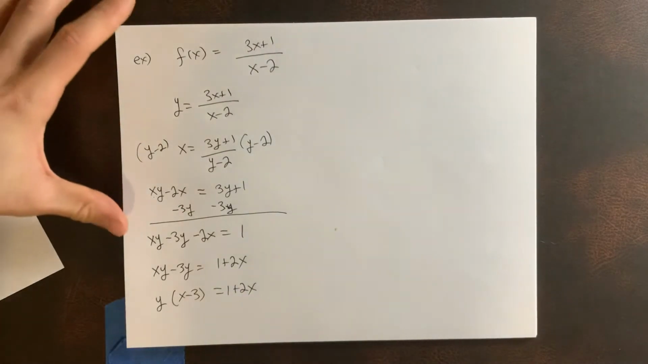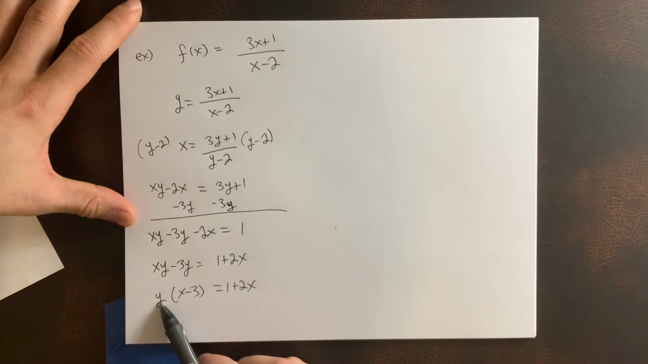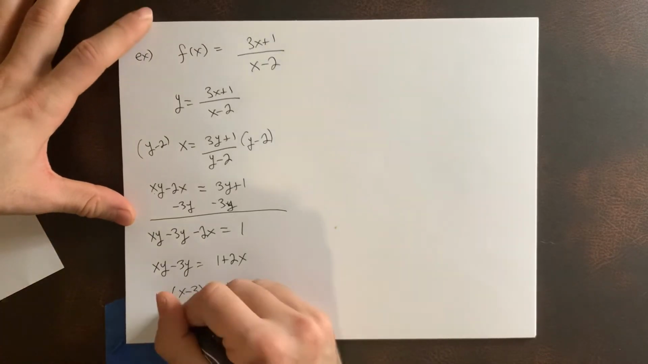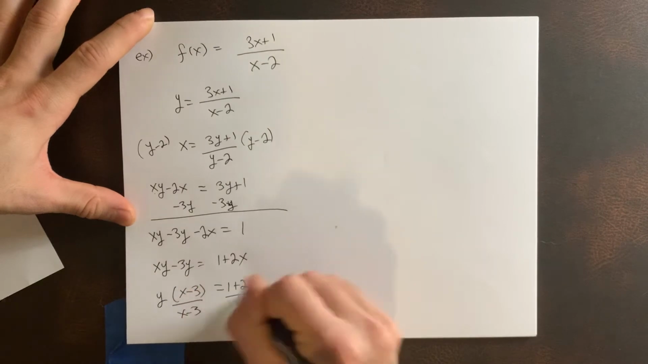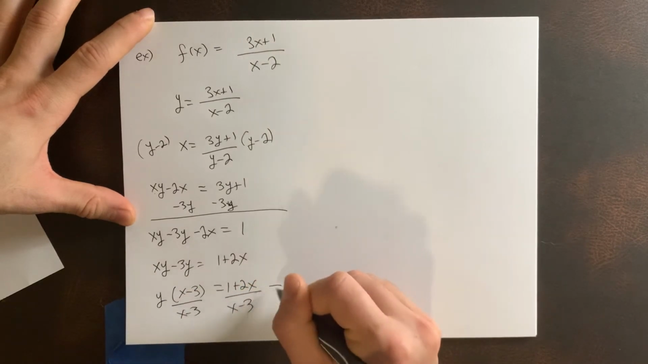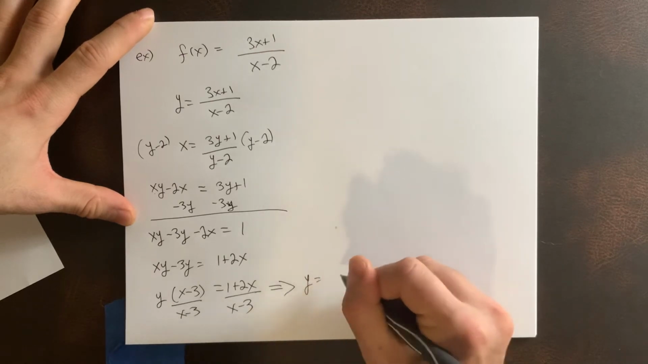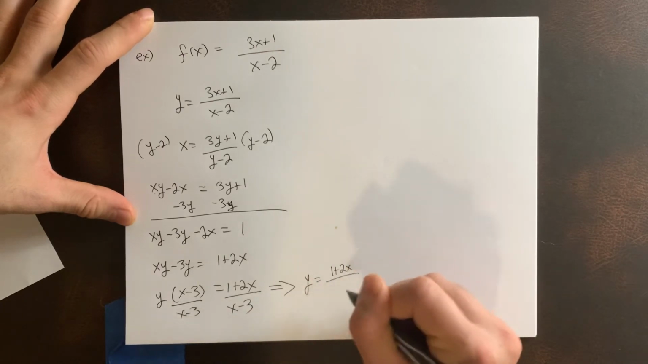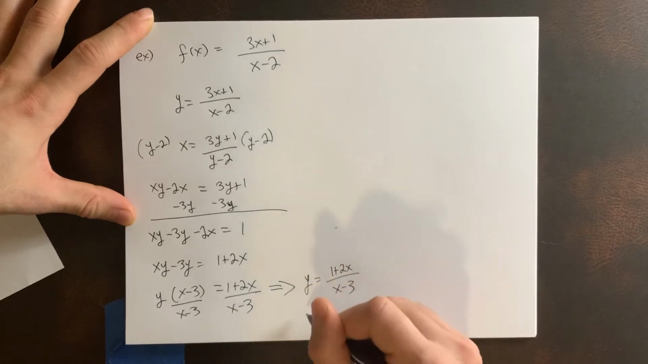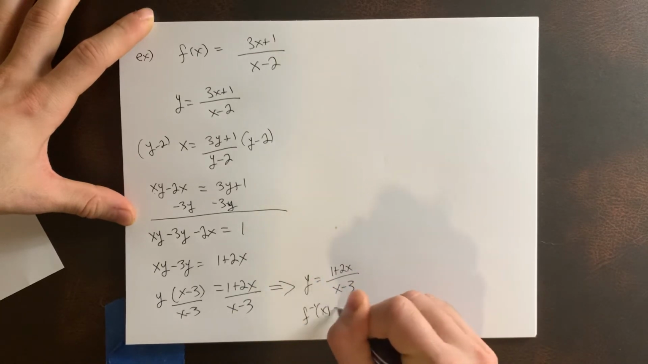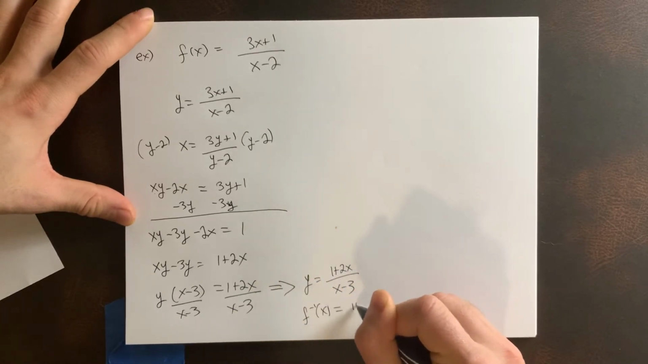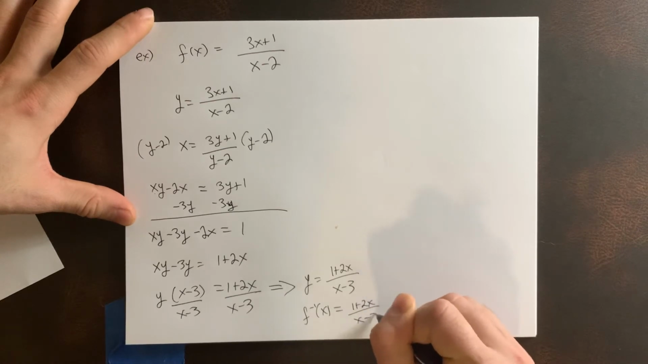And now the last thing we need to do to get y alone, well, we see here we have y times something is equal to that. We can just divide by this piece over to the right. So divide by x minus 3, divide by x minus 3. So then we're going to get y, so these cancel, so y is equal to (1 plus 2x) over (x minus 3). And that's our inverse, so our f inverse of x is equal to (1 plus 2x) over (x minus 3).